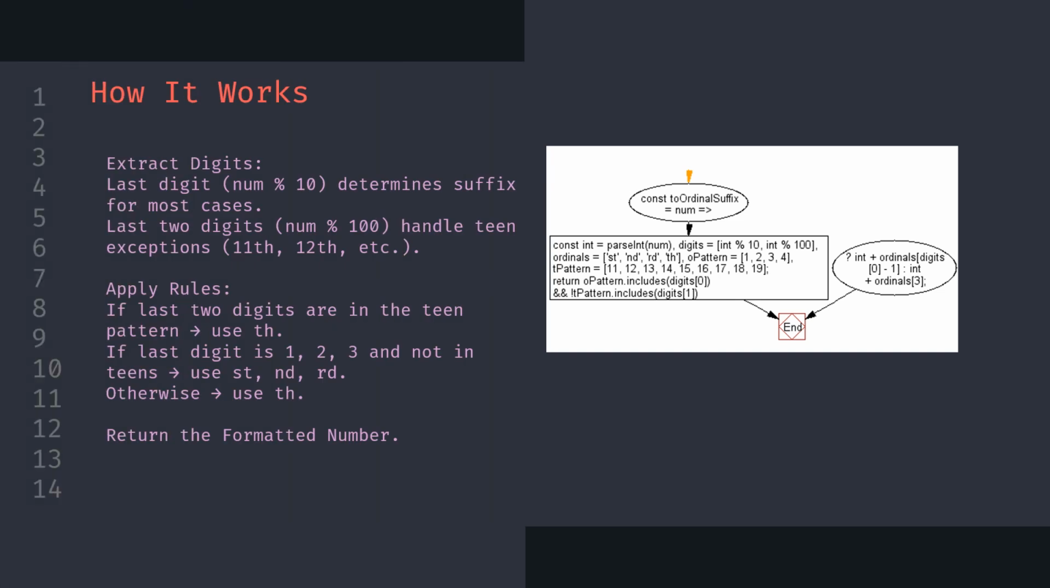Here's how it works. The function follows a step-by-step approach, ensuring special cases like 11th and 12th are correctly formatted.